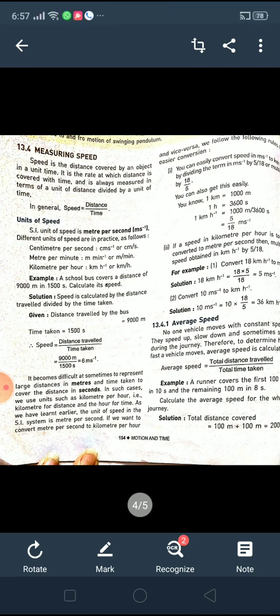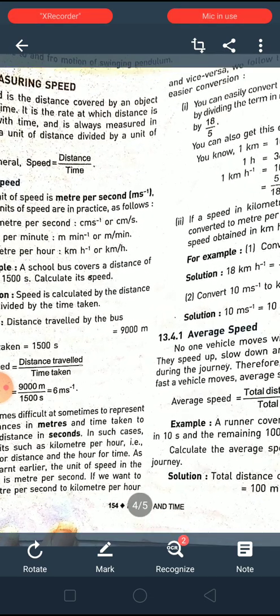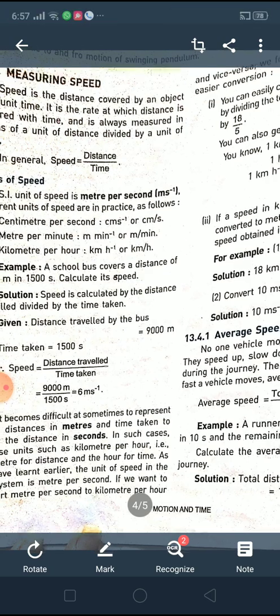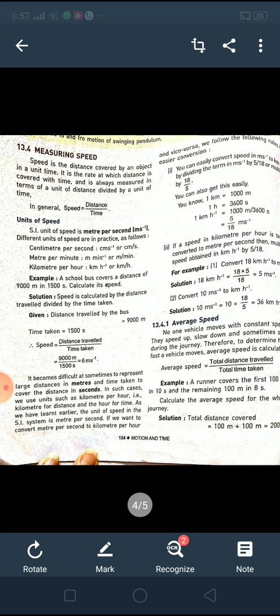Speed is equal to distance upon time, and the unit of speed is meter per second. After measuring, when we write the unit of speed, we write meter per second. It is the SI unit of speed. We use units such as kilometer per hour if we are measuring a long distance.